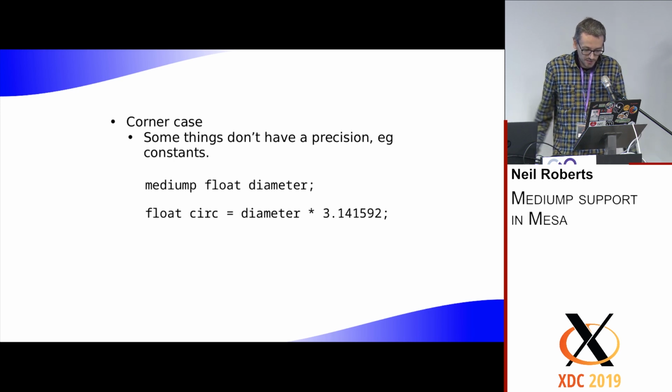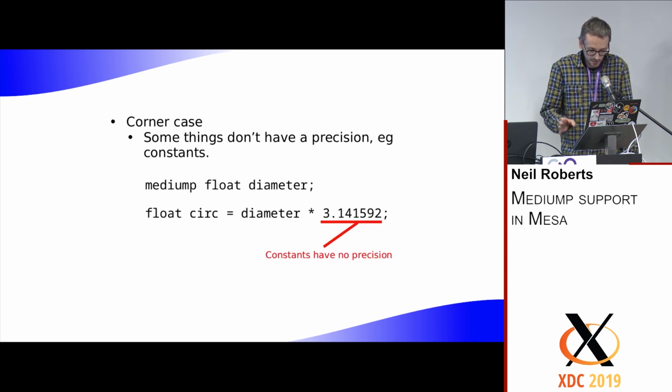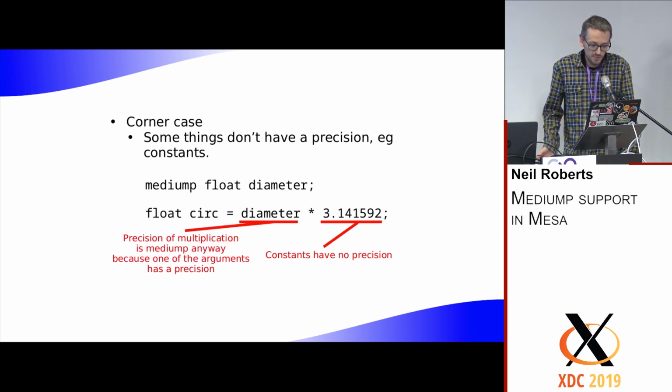So in that case, yeah, the precision is just none. But as long as one of the operands to an operation has a precision, that can be used to determine the precision for the operation. So in this example, this pi doesn't have a precision, but the operation can still be done in mediump because at least one of the operands does have a precision.